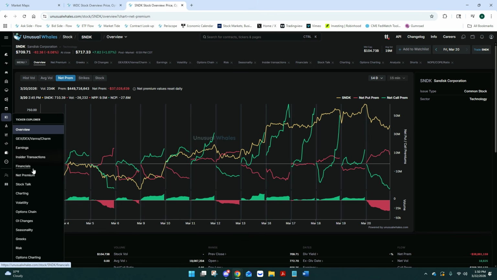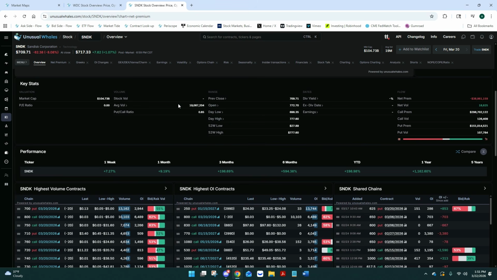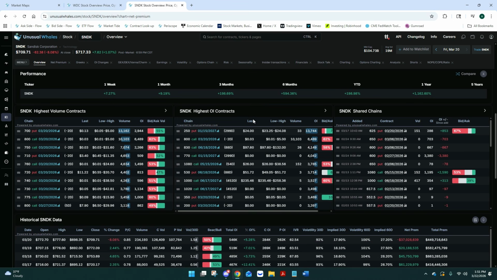Your overview has all your data within that specific name. You can search just the typical stock or individual name there. So I'm just looking at this here. Maybe I want to come down here. I want to see what the highest open interest contracts are.